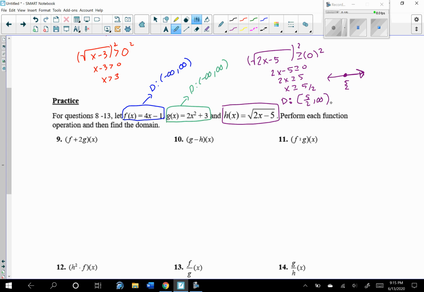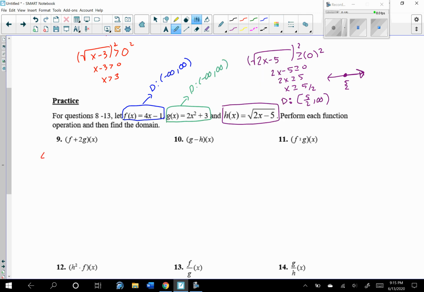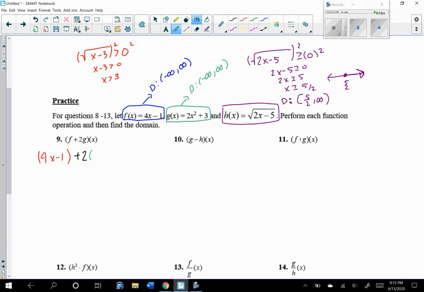So now let's go ahead and look at question 9 and do the operations. We're going to do the operations and find the domain. So f plus 2 times g of x. In this case, we have f, which is 4x minus 1, and we're adding that to 2 being multiplied by the function g of x, so that's why we put it on the outside, and g of x, which is 2x squared plus 3.